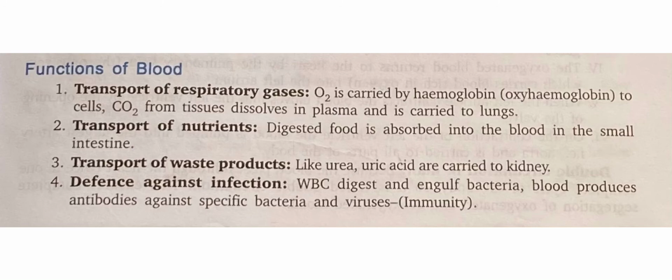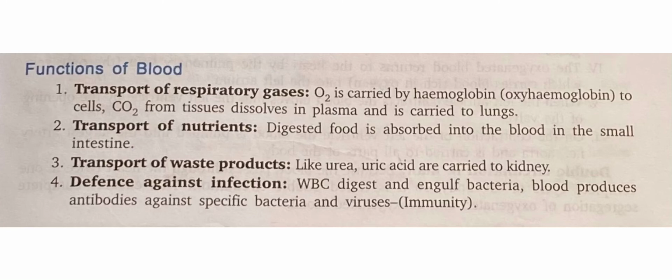First, transport of respiratory gases. Oxygen is carried by hemoglobin to cells. Carbon dioxide from the tissues dissolves in plasma and is carried to the lungs. Next is transport of nutrients. Digested food is absorbed into the blood in the small intestine. Third, transport of waste products like urea and uric acid, which are carried to the kidney. Fourth, defense against infection. WBC digest and engulf bacteria. Blood produces antibodies against specific bacteria and viruses, that is called immunity.